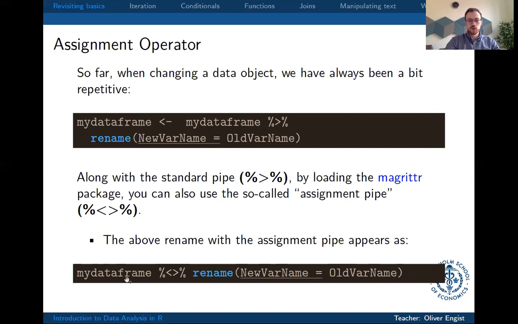So for example, if we use the data frame as an input for the rename function, we rename the variable, and if we use the assignment pipe, we would automatically replace the renamed variables in the original data set. So what this saves us is writing the data frame that we use as an input on both sides of this assignment symbol, since the assignment pipe automatically assigns the output back to the original data set.